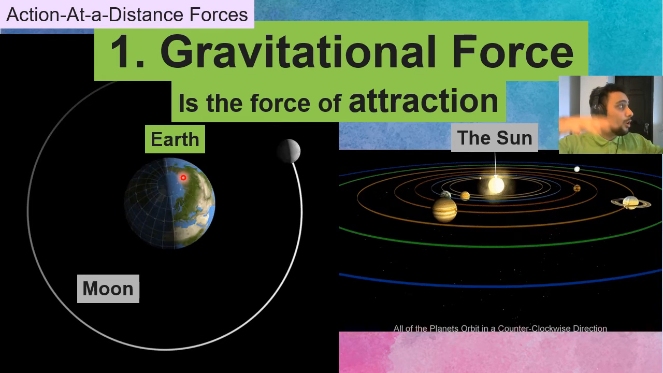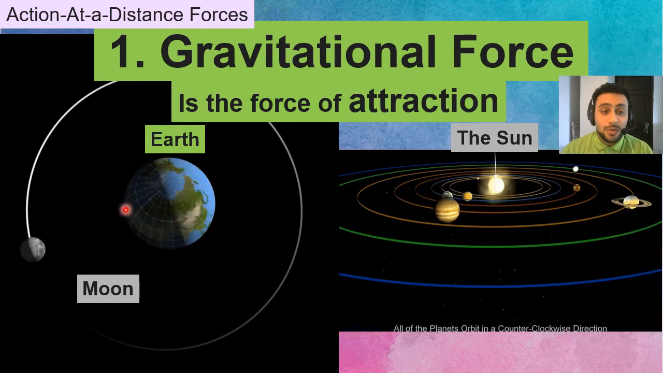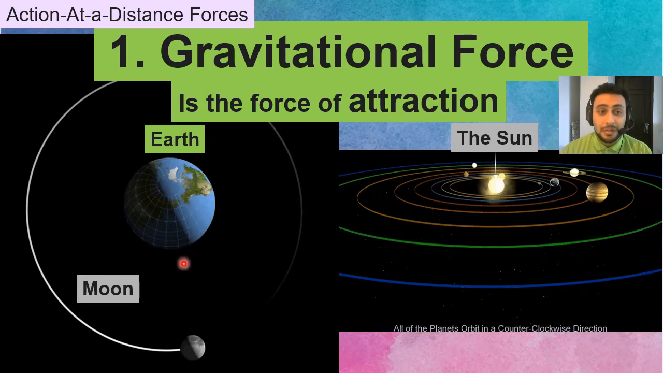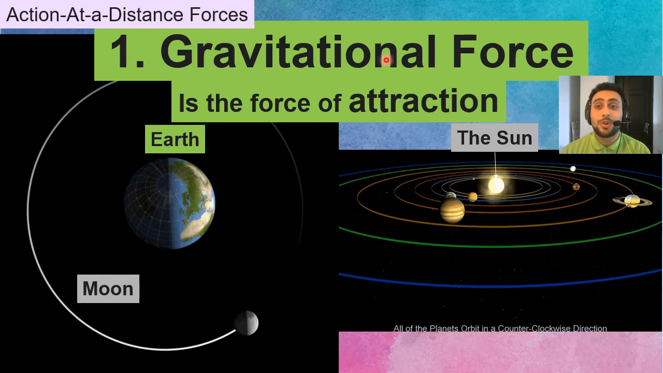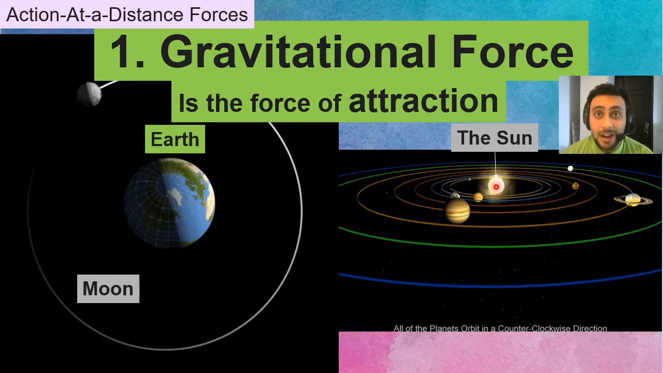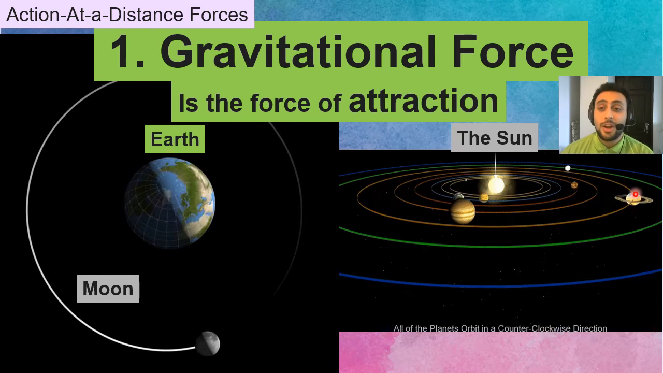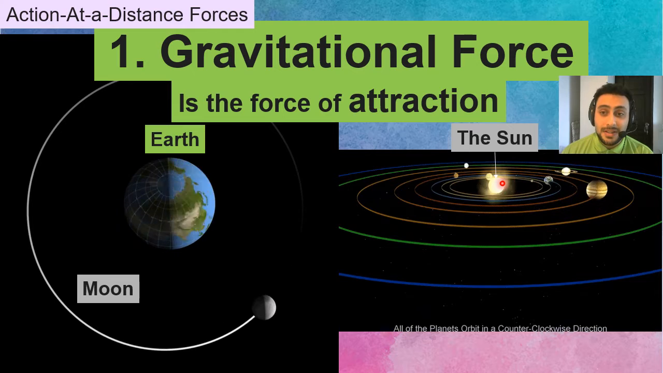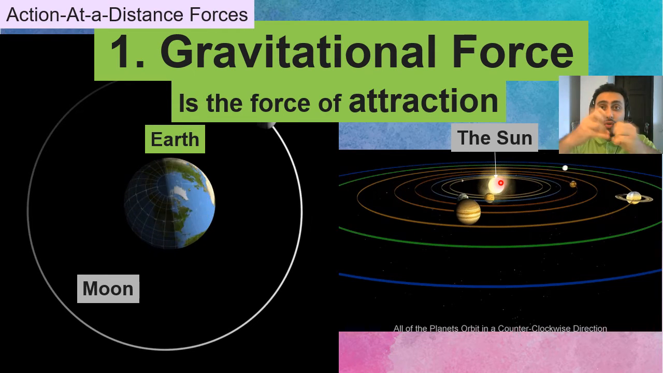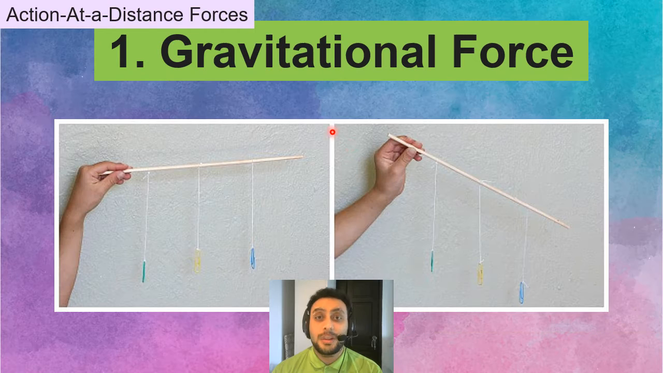That's why we are all on Earth, and whatever we drop, whoop, goes towards Earth. And also, the Moon orbits the Earth because of gravitational force. Now, there is something even stronger. The Sun. The Sun's gravitational force is so strong that 8 planets orbit the Sun because of how strongly it attracts. So that is gravitational force. You can do this experiment at home to see the gravitational force of Earth.